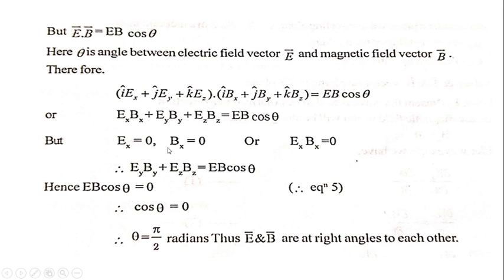But Ex equal to 0, Bx equal to 0, so Ex Bx equal to 0. So we get Ey By plus Ez Bz equal to EB cos of theta. Hence EB cos of theta equal to 0, from equation 5. Therefore cos of theta equal to 0, therefore theta equal to pi by 2 radians. Thus E bar and B bar are at right angles to each other.